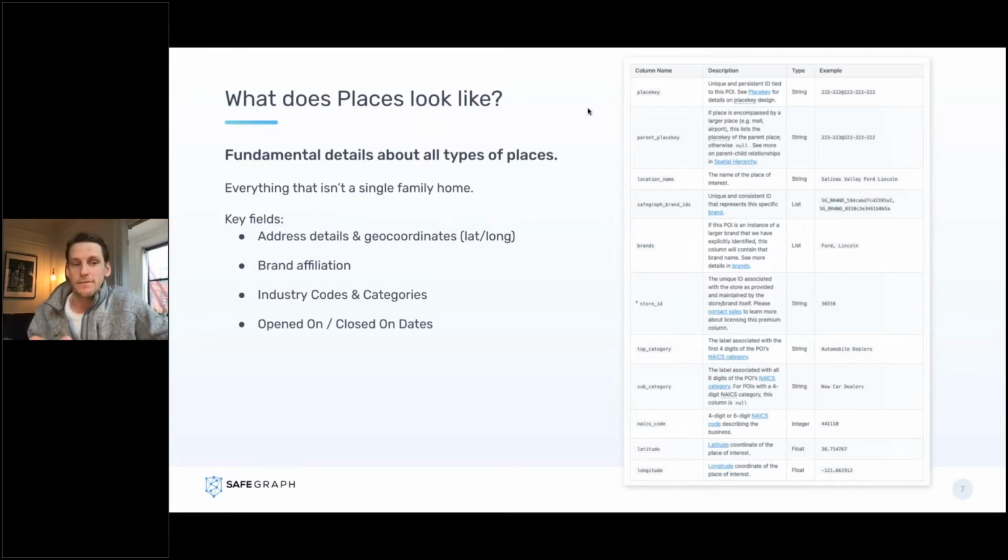I really like this definition here. This is the moonshot goal we have of everything that isn't a single family home, because we don't want to be mapping where individuals live. Of course, there is no provider of spatial data who has everything that is not a single family home, but that's very much the goal that we're always tracking towards.